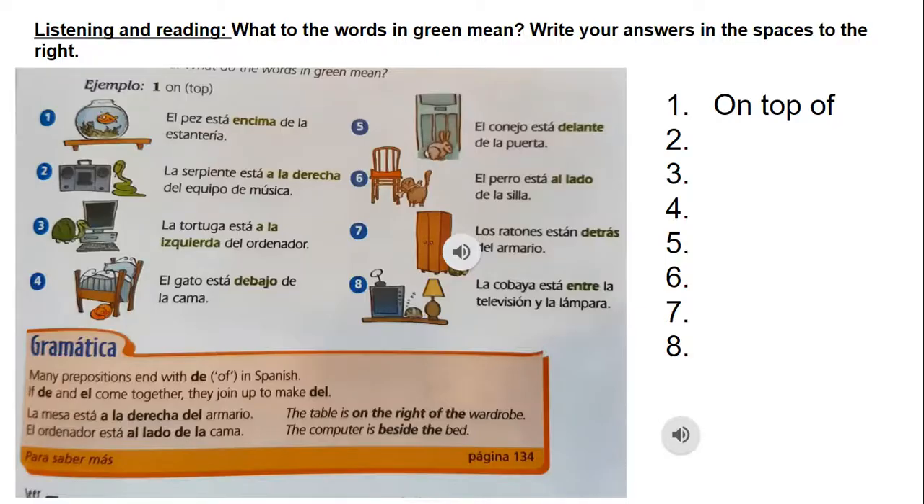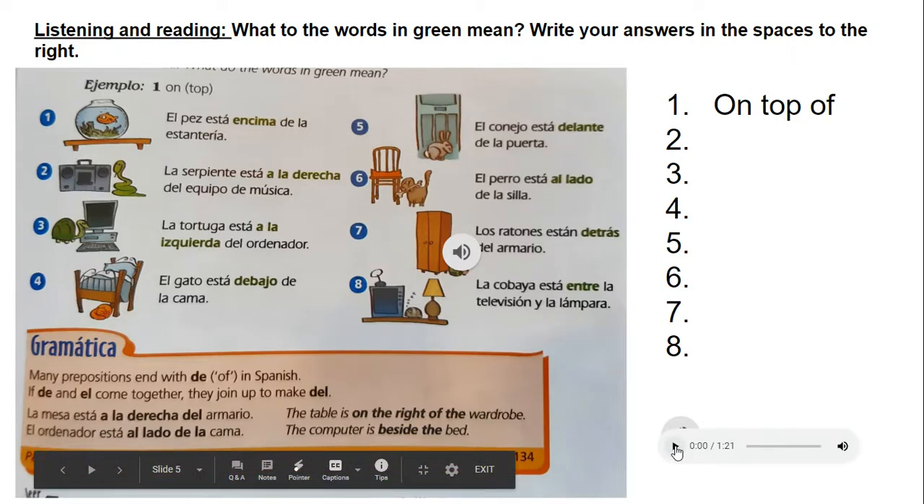Okay, listening activity. So this is a clip from your textbook. These words here, they're in green. I know it's kind of difficult to see because of the lighting the picture was taken in, but they are in green. So what do the words in green mean? Write your answers in the spaces to the right. So here are the spaces. Here's my audio. I'm going to click on it.